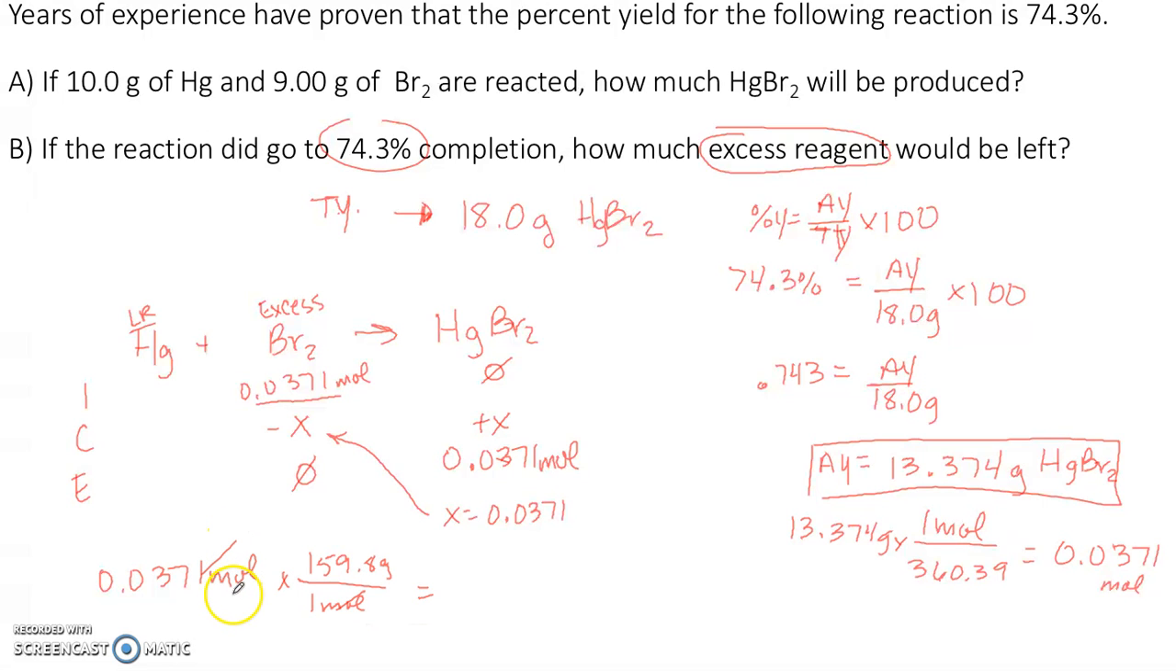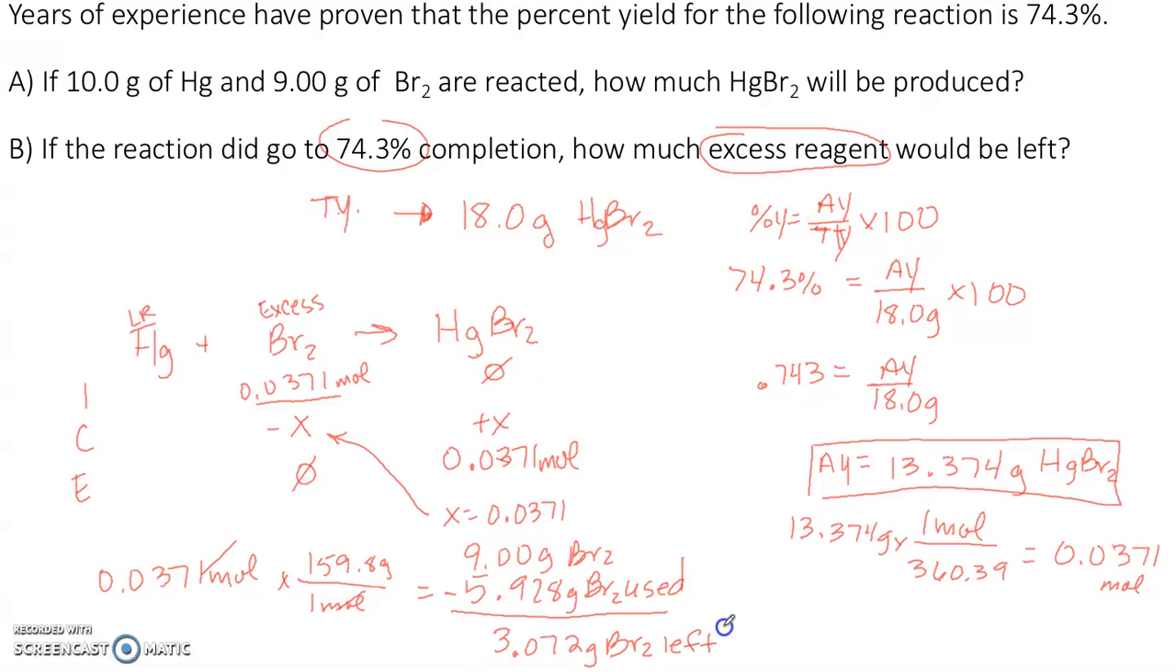Moles cancel. And when we do our math, we end up with 5.928 grams of Br. Now that's how much of the bromine we are going to use. But we started with 9 grams of bromine, so if I subtract those, I should be able to figure out how much is left over: 3.072 grams of Br2 left over. All right, lots of steps, right?